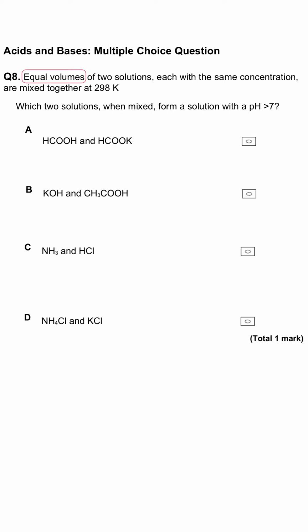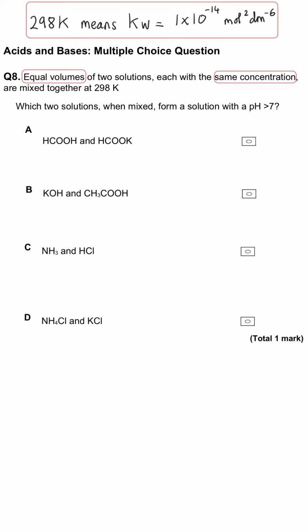Equal volumes of two solutions, each with the same concentration, are mixed together at 298 Kelvin. Which two solutions, when mixed, form a solution with a pH of greater than 7? In A, we've got methanoic acid and potassium methanoate. Methanoic acid is a weak acid, and potassium methanoate is a salt of that weak acid. So these two chemicals actually won't react together at all. What we've got is a buffer mixture, and it's a weakly acidic buffer because methanoic acid is a weak acid, and so its pH will in fact be less than 7. And so A is not the correct answer.